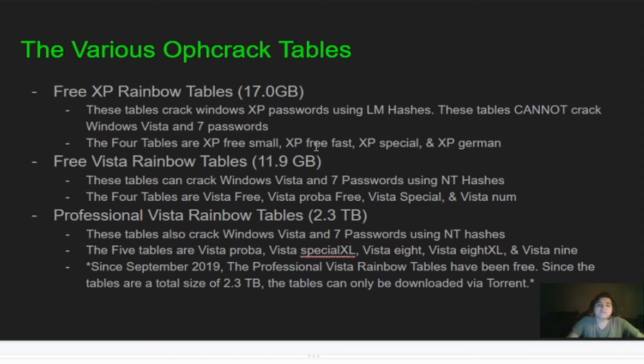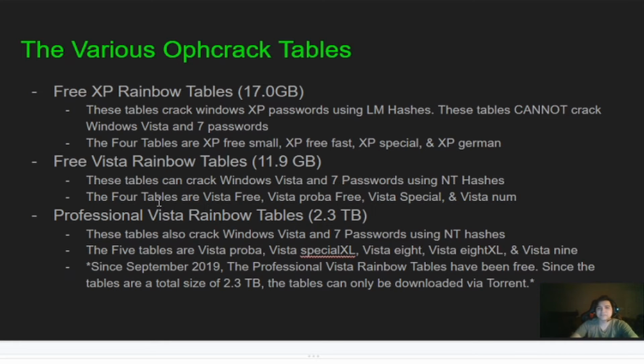Now the next category is free Vista rainbow tables, which is 11.9 gigs. These tables can crack Windows Vista and 7 passwords using NT hashes. The four tables are of course Vista Free, Vista Probabilistic Free, Vista Special, and Vista Num.